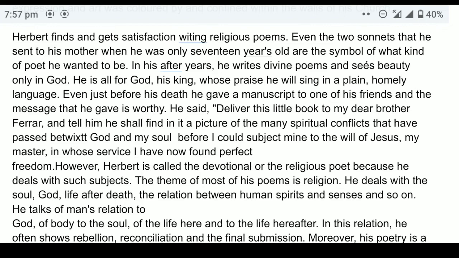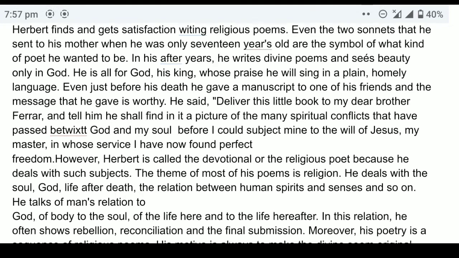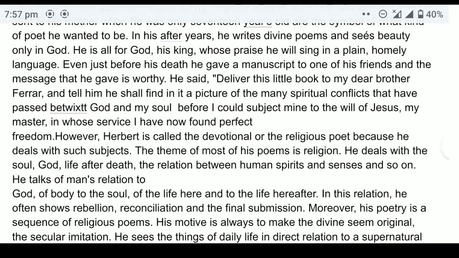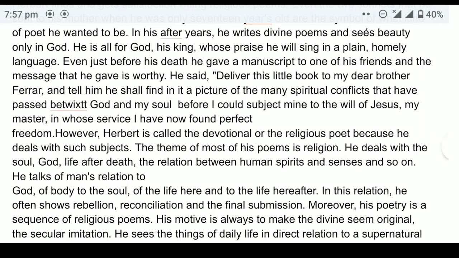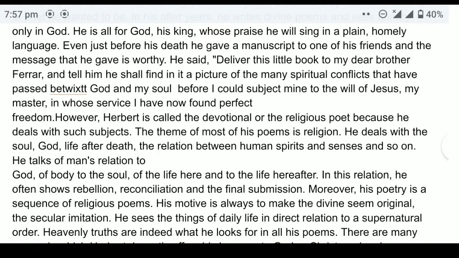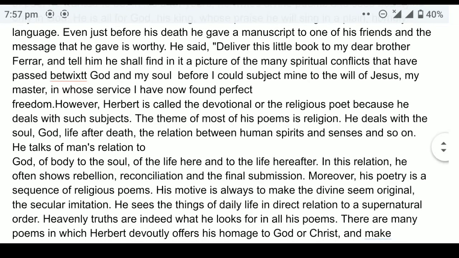Even the two sonnets that he sent to his mother when he was only 17 years old are the symbol of what kind of poet he wanted to be. In his later years, he wrote divine poems and saw beauty only in God. He is all for God, his king, whose praise he will sing in a plain, homely language.